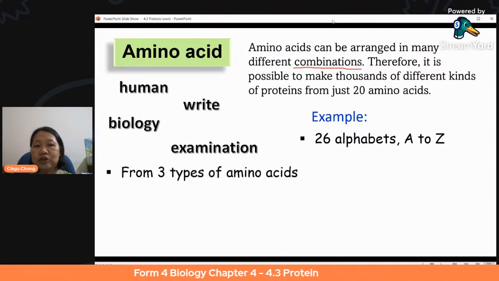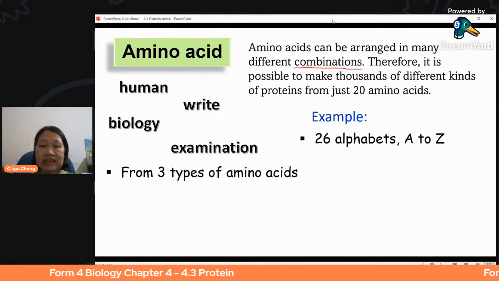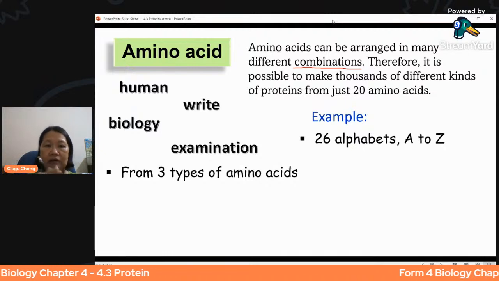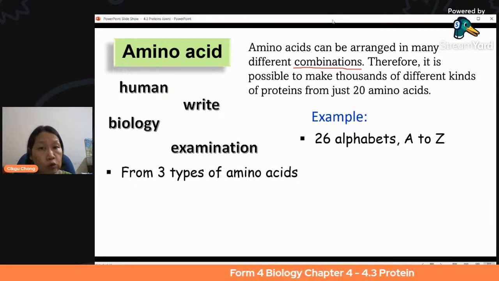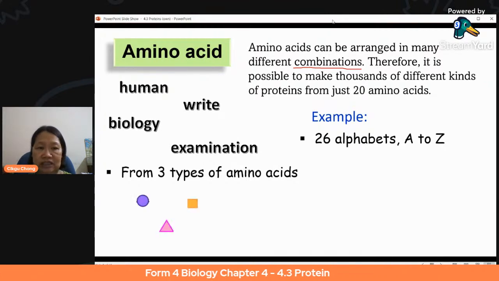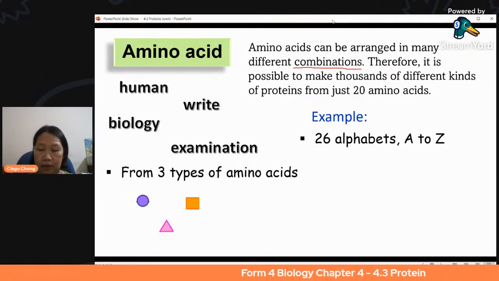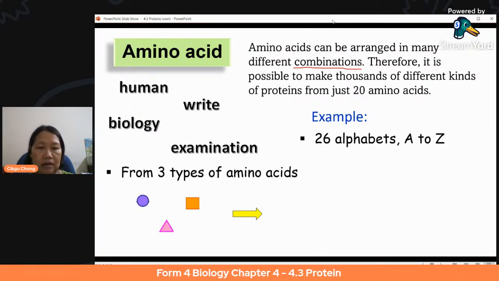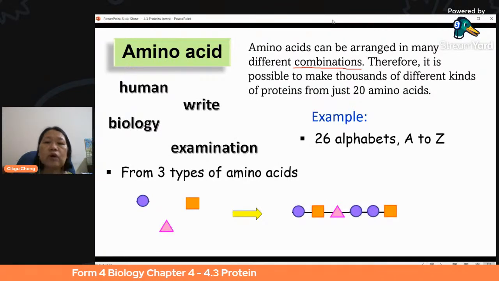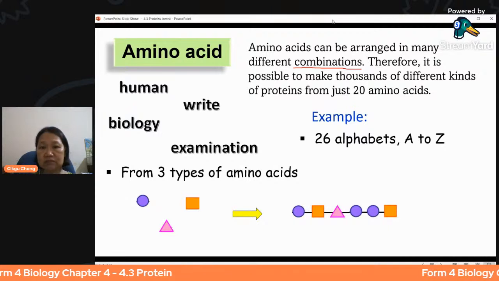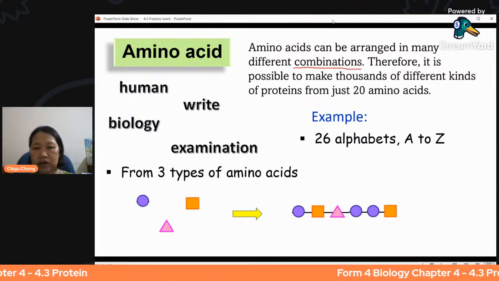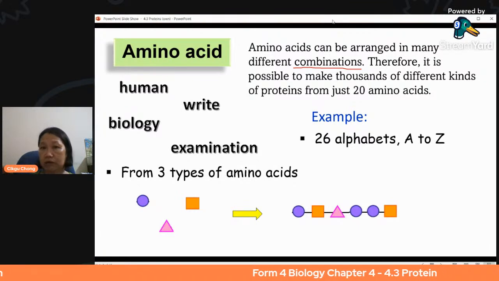Okay, for example, let me show you from 3 types of amino acid. Let's say I'm not taking 20, I just have only 3 types of amino acid. See how many types of protein I can make. You see here, I just have the circle, the triangle, and the square. If I string them together, bear in mind I can repeat them. I can make this: one protein with the circle, the square, the triangle, circle, circle, square. This is one type of protein.